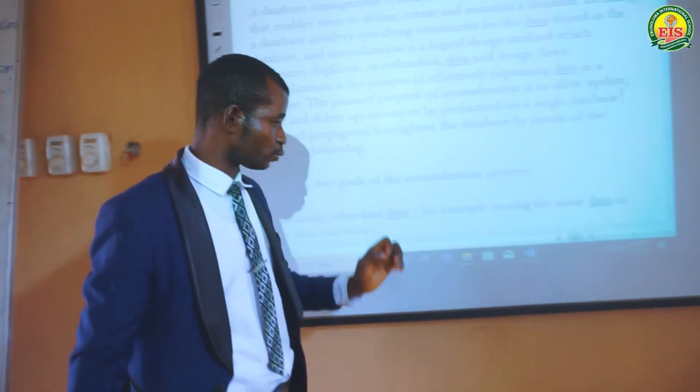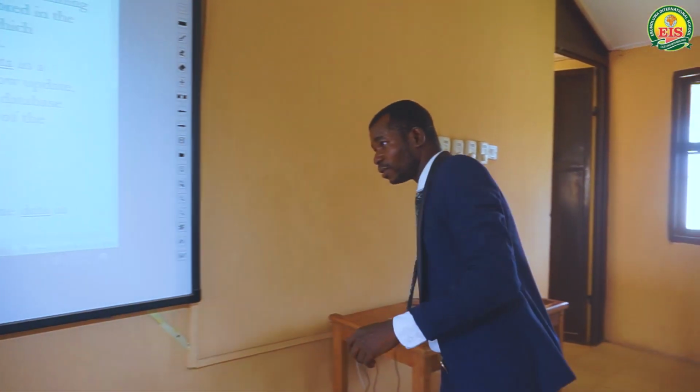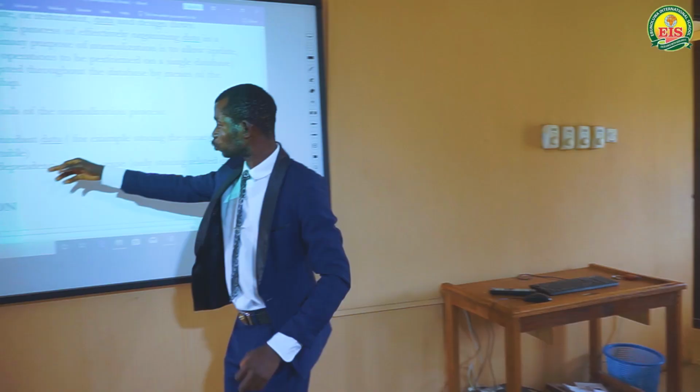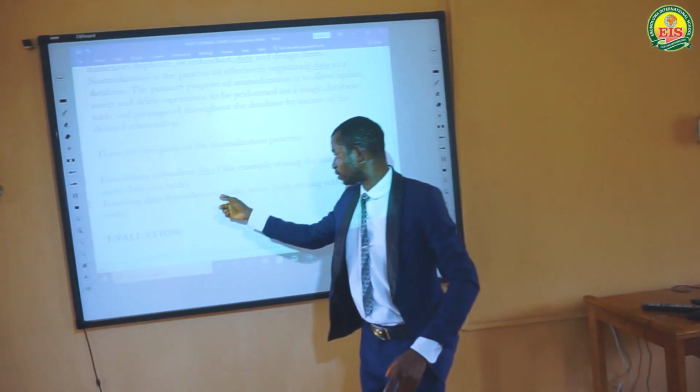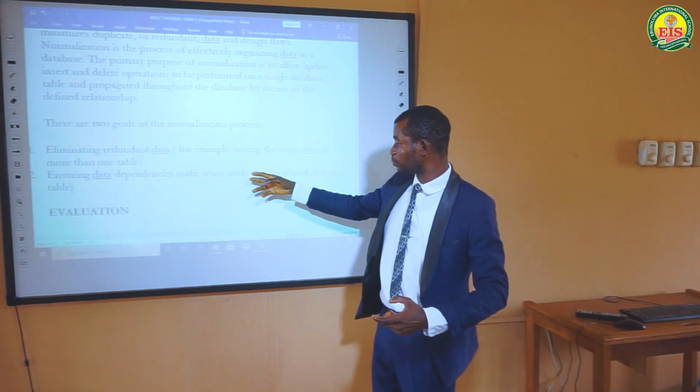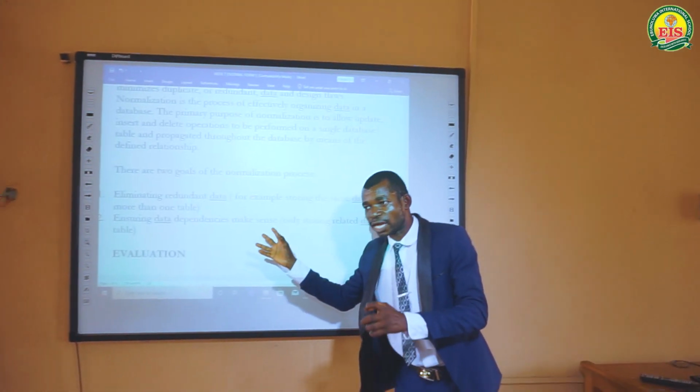So let's go to the next one, and that is number 2. Goals of normalization. It also helps you to ensure data dependency. Then it helps you to be able to relate and get more understanding of what the database is trying to illustrate.